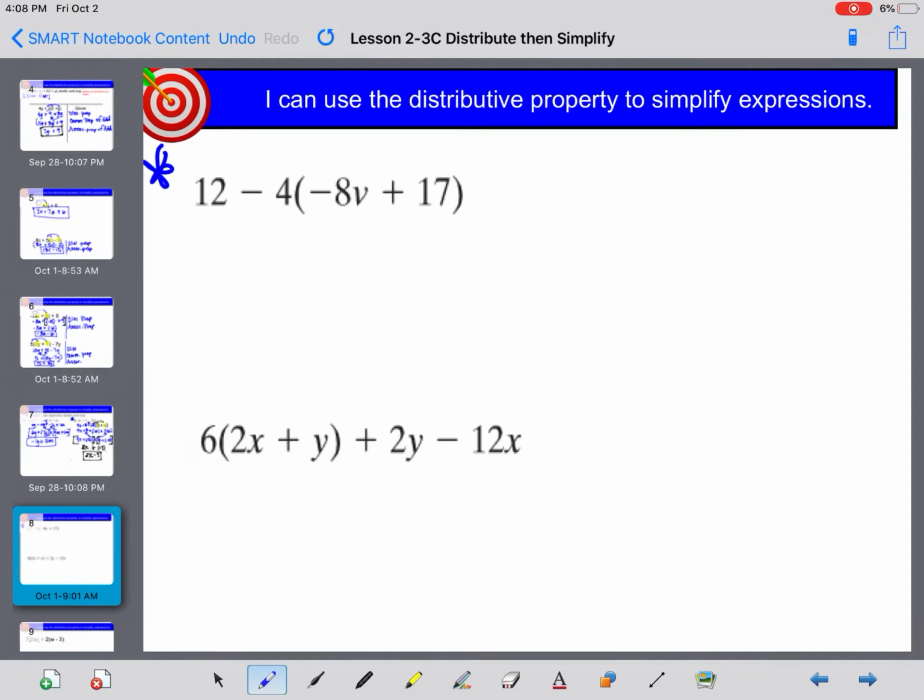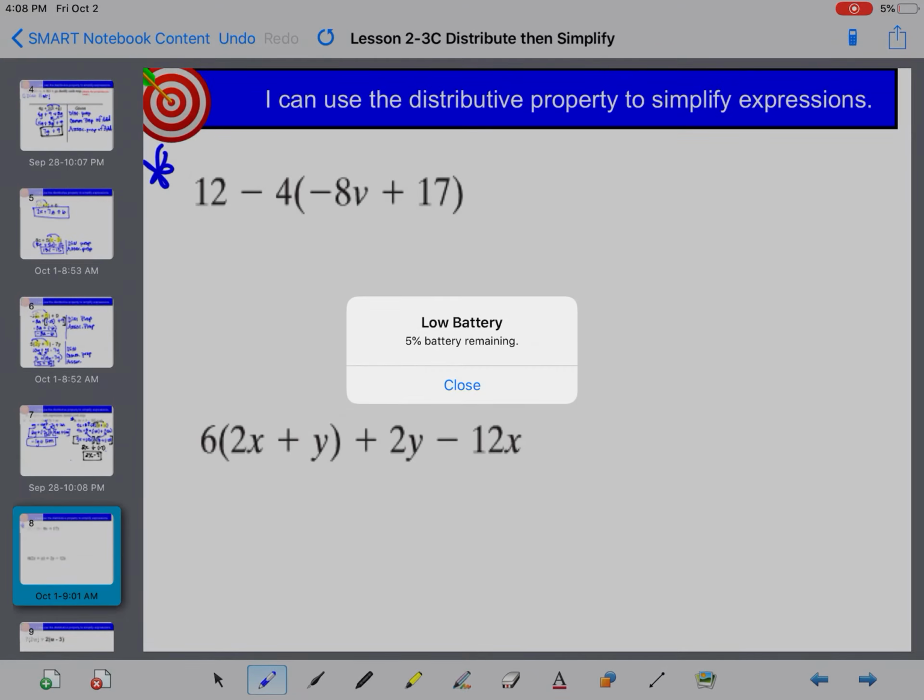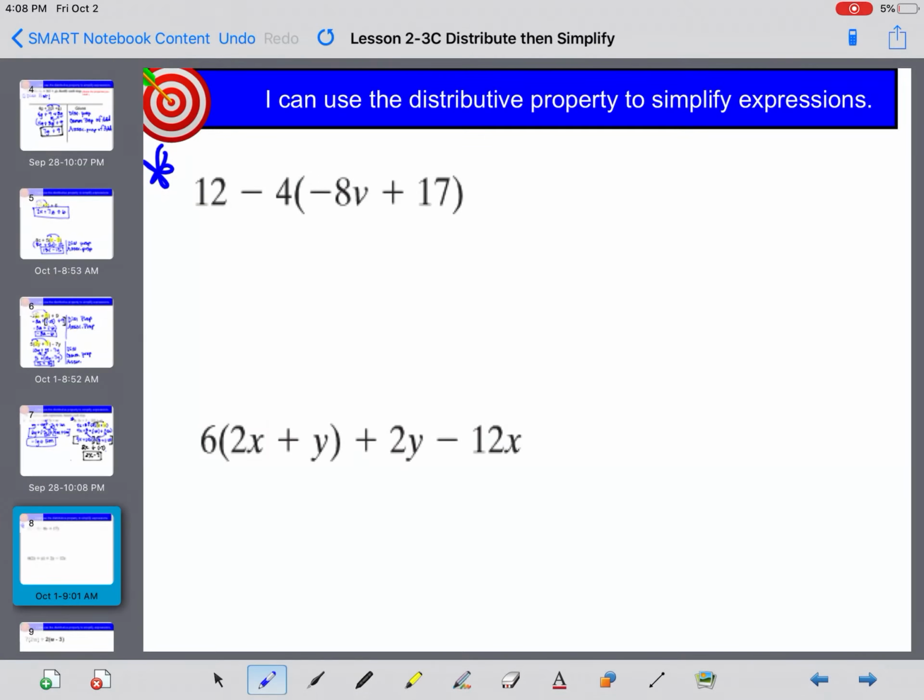The biggest thing kids want to do is they want to say 12 minus 4 is 8. And they want to say and distribute the 8. That's wrong. You must distribute because it's multiplying. You multiply before you add or subtract. So let's rewrite this. 12 plus -4. So we change this to adding the opposite. Okay. Then I can see that I need to distribute the -4.